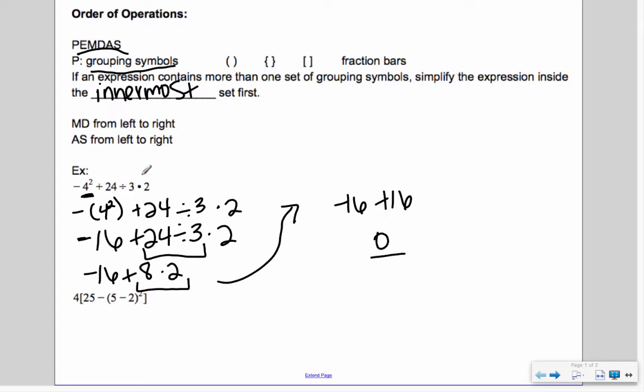Now again, this is evaluating. We are not solving. We're going to talk about that later, but this is evaluating, and this is when you use PEMDAS. All right, let's look at this next example.